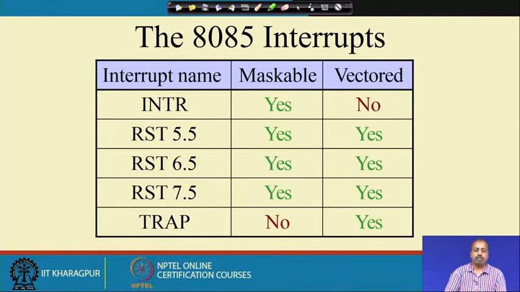To summarize, INTR, RST 5.5, 6.5 and 7.5 are maskable interrupts, and trap is a non-maskable interrupt. As far as the vectored and non-vectored classification is concerned, INTR is a non-vectored interrupt, and RST 5.5, 6.5, 7.5 and trap are all vectored interrupts.